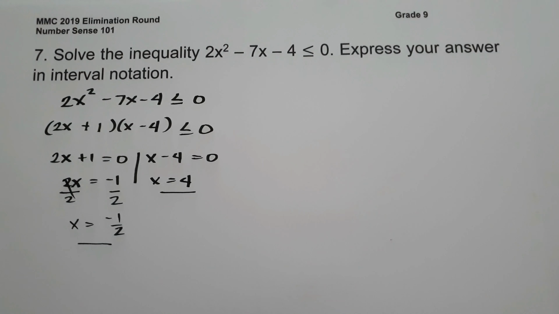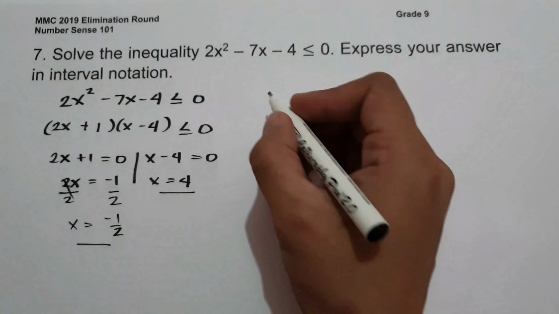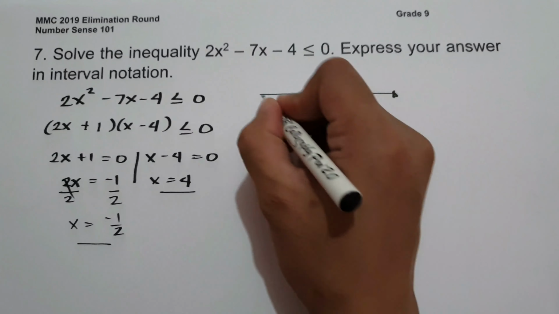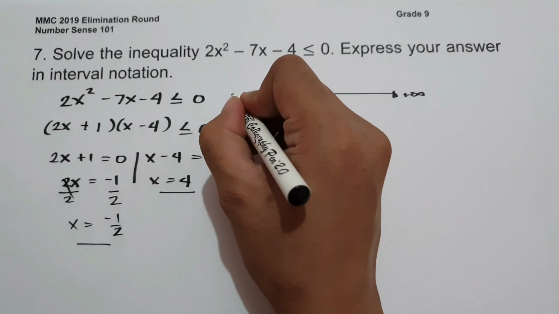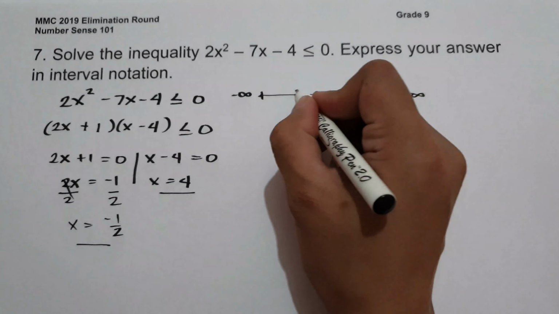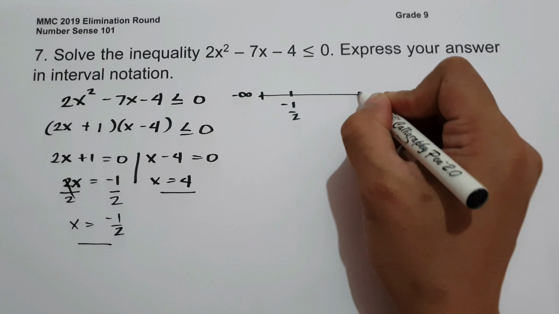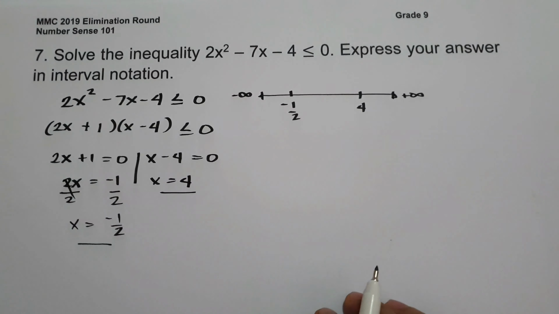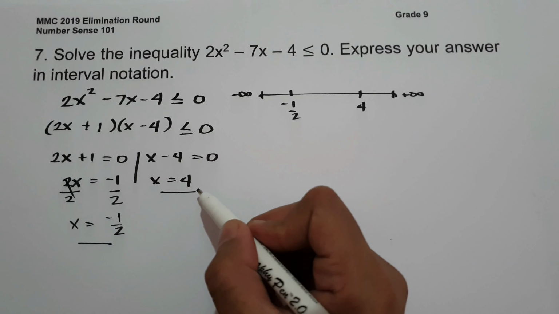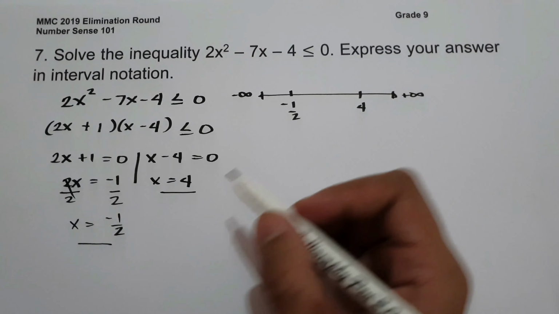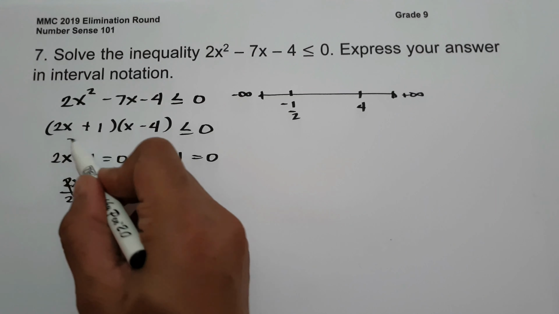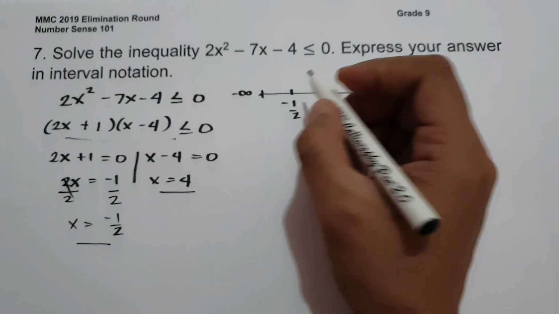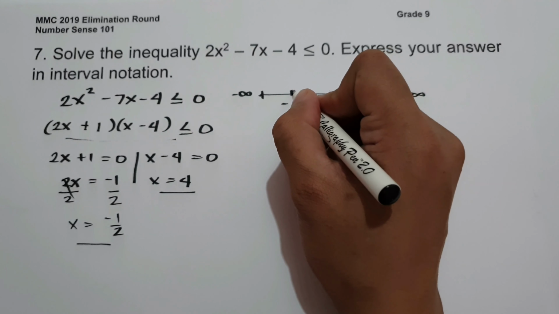Now, to find the solution for the inequality, let us have a number line test. So let's have here a number line. This will be positive infinity and this will be negative infinity. And let's have negative 1/2 and let's have 4. So let us check first if negative 1/2 and 4 belong to the solution. If we substitute negative 1/2 in this expression, it will make it true. So therefore, negative 1/2 belongs to the solution.